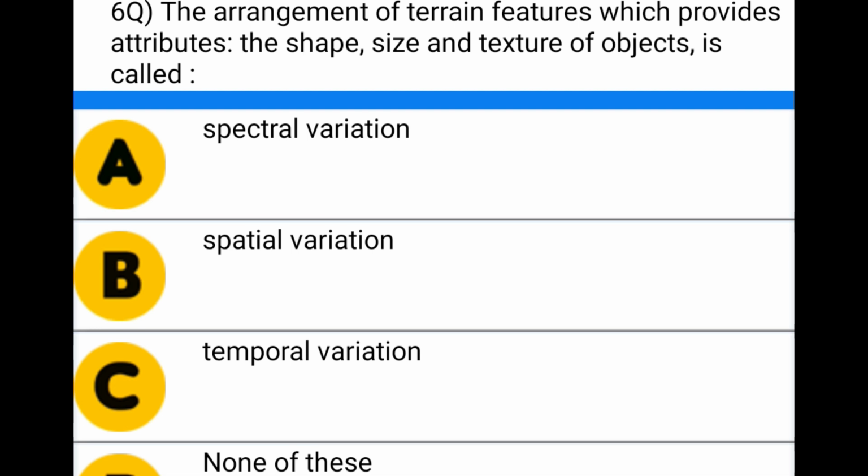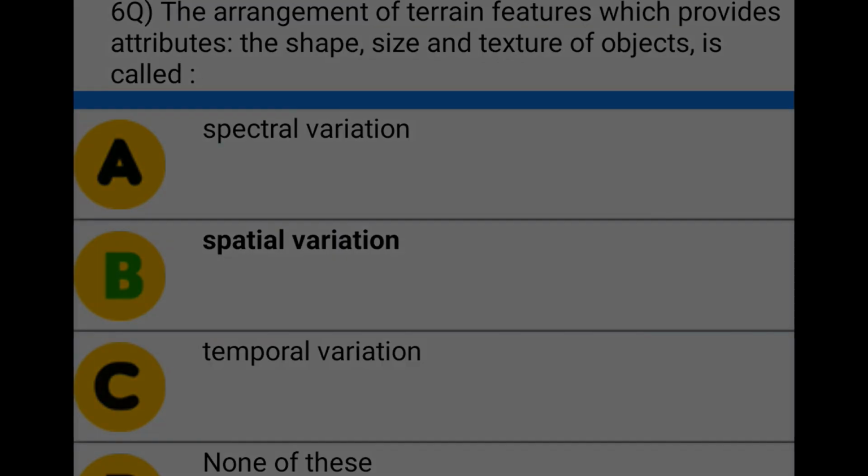Next question, the arrangement of terrain features which provide attributes the shape, size and texture of the object is called option A spectral variation, option B spatial variation, option C temporal variation, option D none of the above. The correct answer is option B spatial variation.